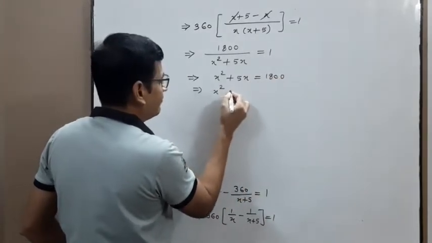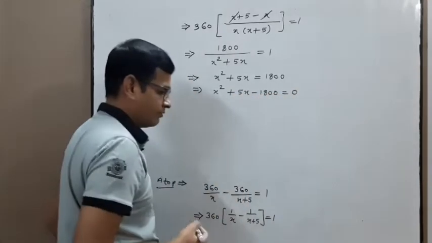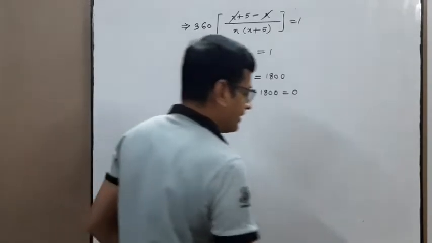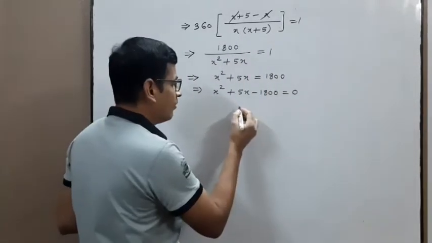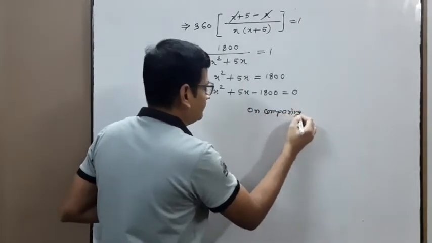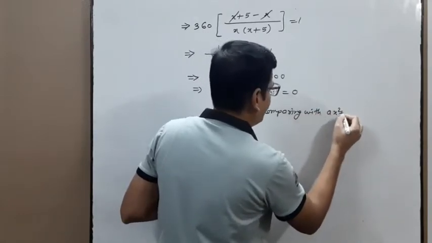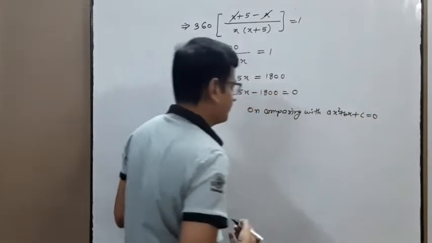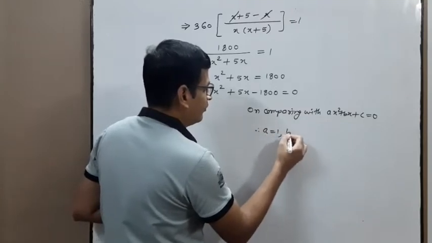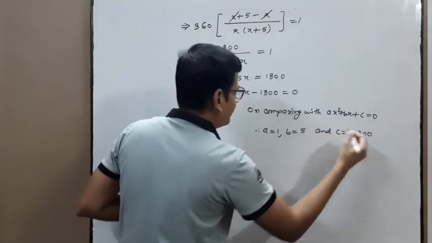So x square plus 5x minus 1800 is equal to 0. This is a quadratic equation. So solve this quadratic equation by quadratic formula. On comparing with ax square plus bx plus c equal to 0, a is equal to 1, b equal to 5 and c equal to minus 1800.